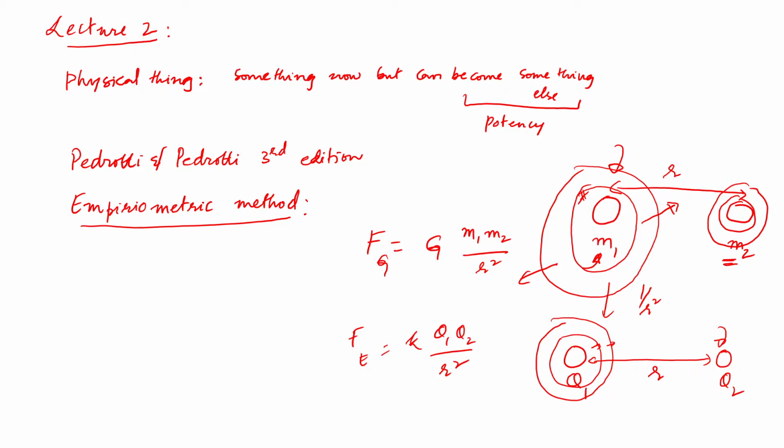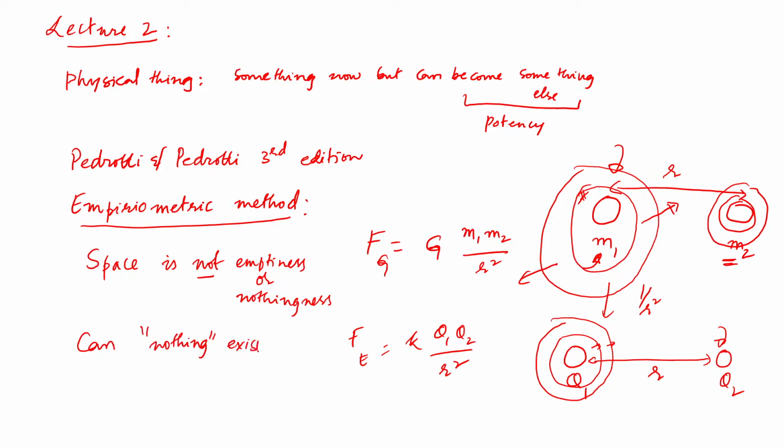So the thing to remember, the most important thing to remember, is space is not emptiness or nothingness. As we discussed in the last lecture, can nothing exist? Nothing by definition is non-existent. So it would be wrong to think of space as something that is non-existent.